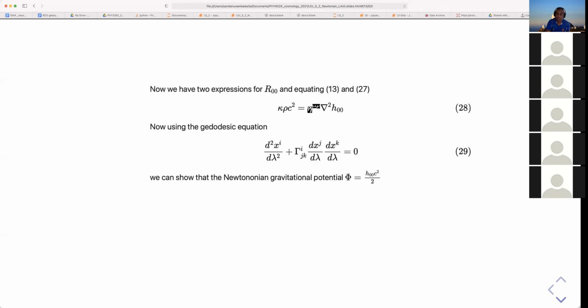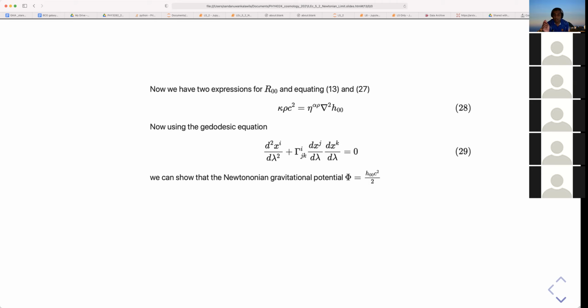Now this is a different thing. You have to use the geodesic equation that we discussed, I guess, a few weeks ago, which is this equation right here. Using this geodesic equation under these appropriate reductions for Newtonian gravity, you should be able to show that the gravitational potential phi is equal to H00 times c squared over 2, right? Now, to save time, I have not gone through those particular steps here, but you can always refer to the book and see what they have done there.